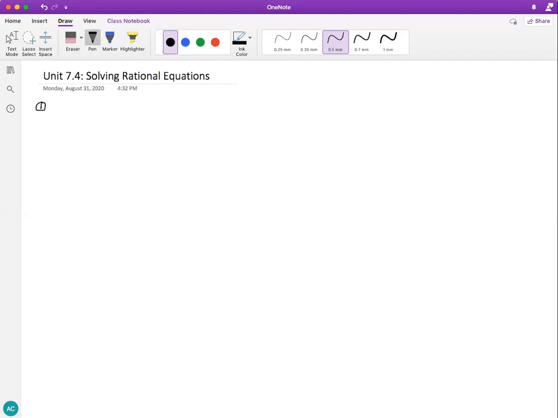All right, so let's talk about rational equations. Let's first define them. Definition of rational expressions or rational equations: it's basically an equation with an equal sign, right? And there is some rational expression here, and maybe another one here.